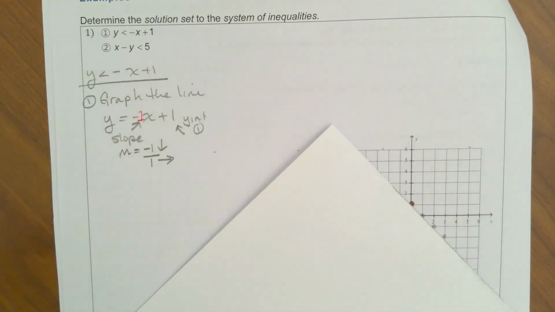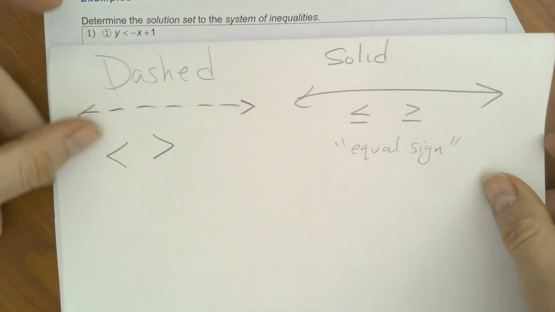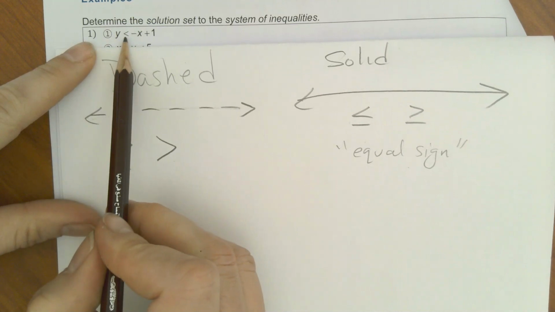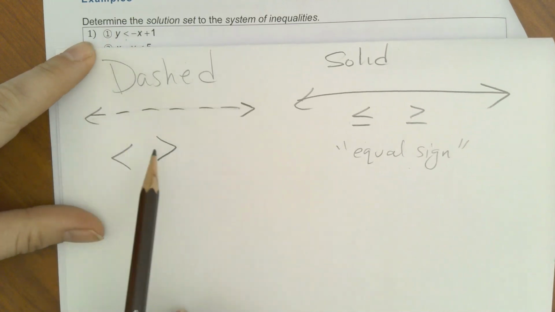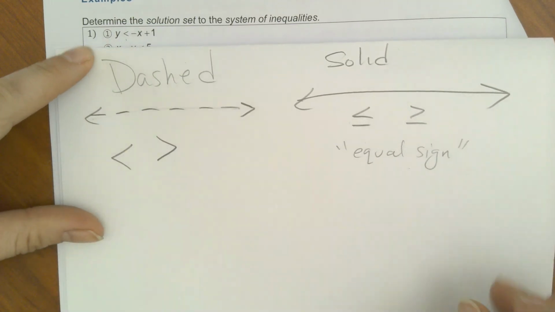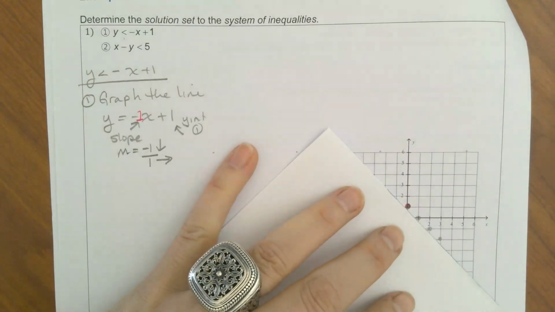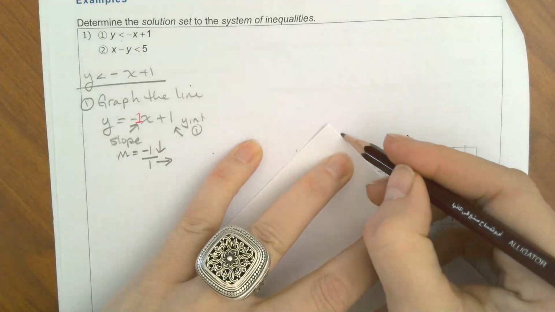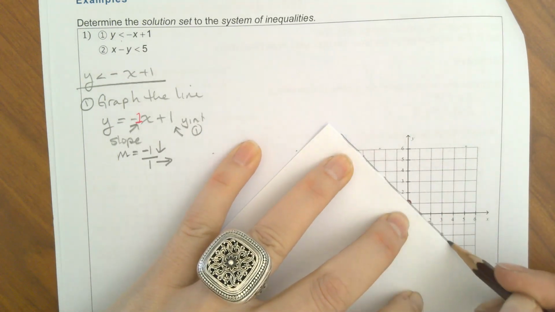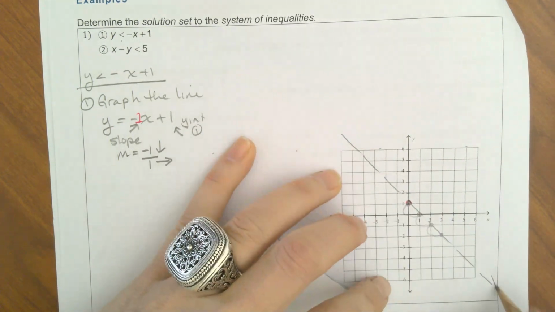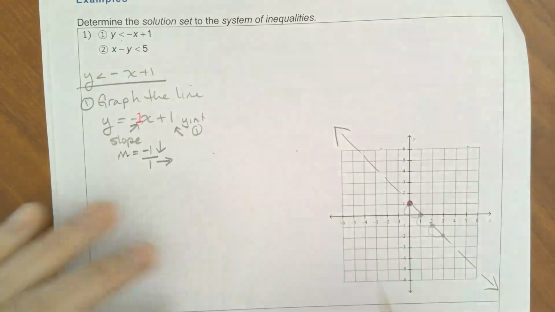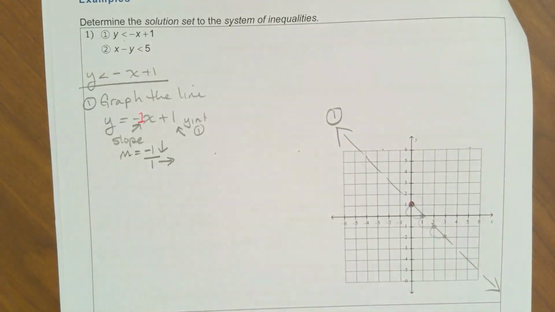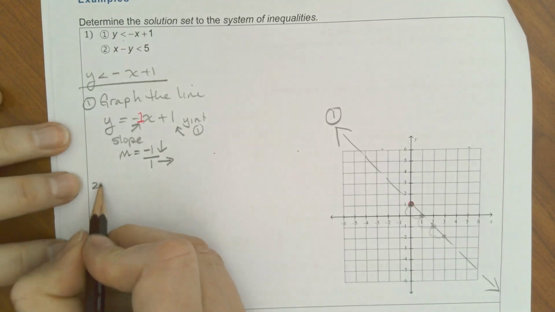Oh, wait a minute, is it dashed or is it solid? You can see that it doesn't have an equal sign, so it's got to be dashed. Okay, so let's make a dashed line. There, so that's line 1. So now we have to decide, step 2, color one side.